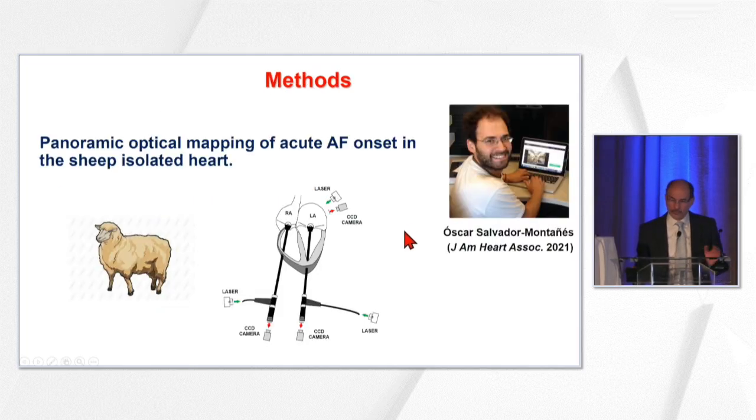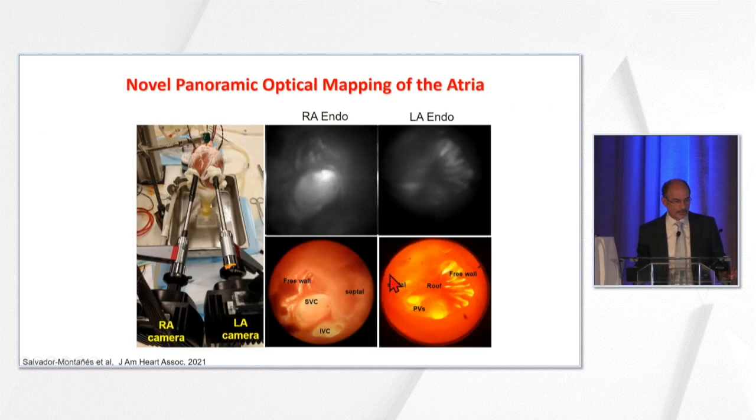The methods I will talk about include new panoramic optical mapping of the endocardium of a sheep heart to study the acute atrial fibrillation onset. And here's the diagram of our setup. We isolate the heart and we insert two borescopes with panoramic objective lenses to study the activity in the entire two atria. This is a picture of the system, and here we can see the atria from inside. We can appreciate that it really looks at all the anatomical components of the atria.